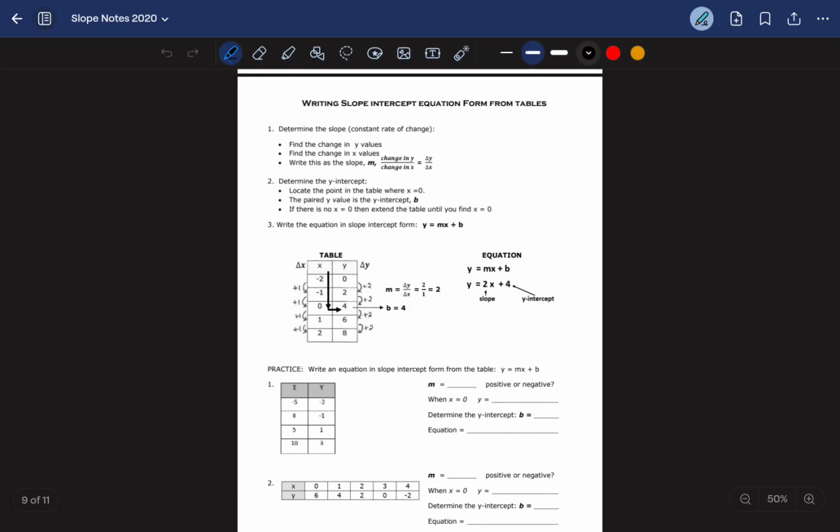Hey y'all, it's Mrs. Haney back with another lesson, this time on writing slope-intercept equation form from tables. And y'all honestly know how to do this already, so today shouldn't be too terribly difficult.